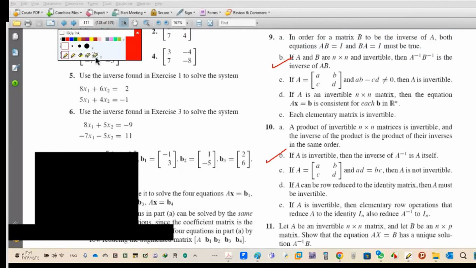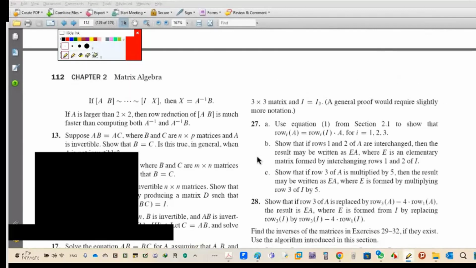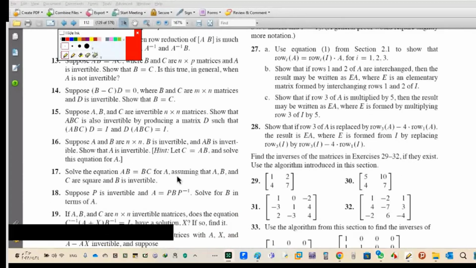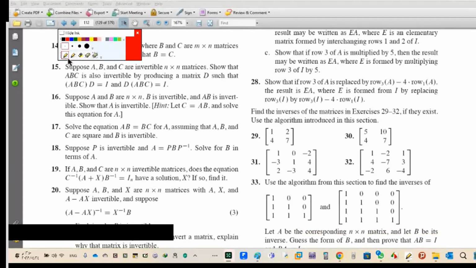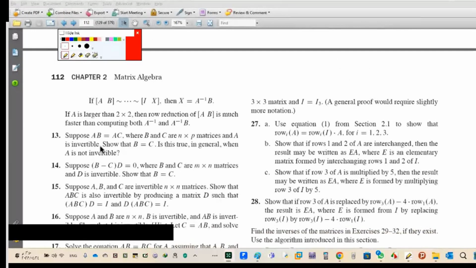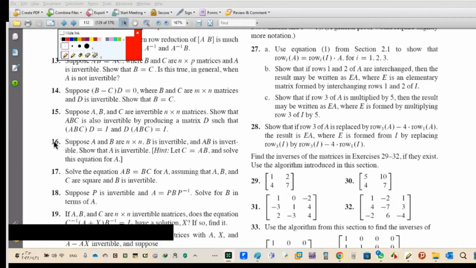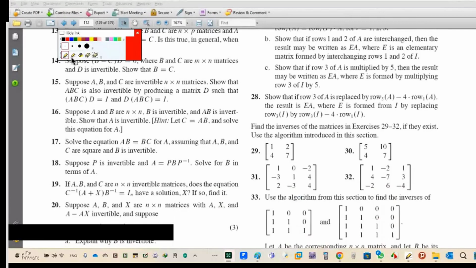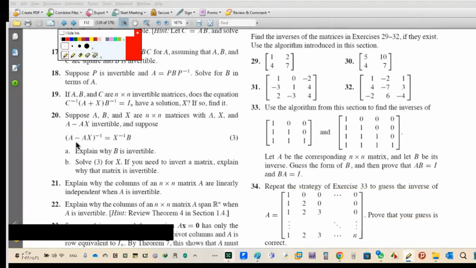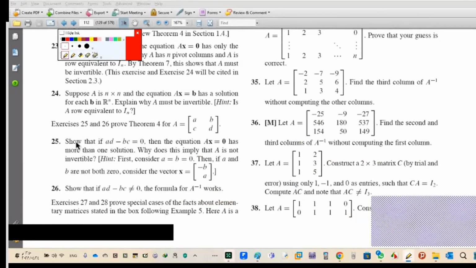Clear? Now, 11, 12, no. Here, for example, 14, just a minute. Check 11, 12, no. 13, no. 14, no. 16, no. 17, yes, try to solve. Those questions are trick questions, for example. 20, 21, 22, 23, 24, no.